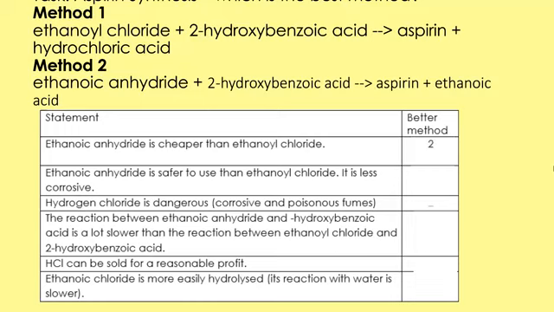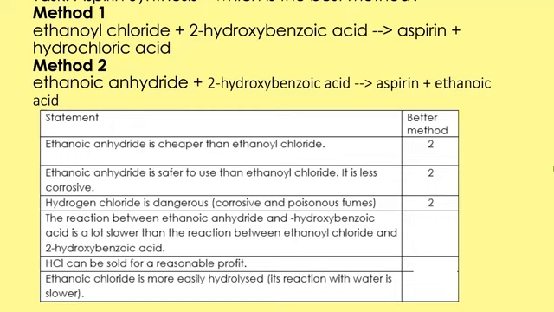Right, so hopefully we got that the better method for the first statement was 2, because ethanoic anhydride is cheaper. Then ethanoic anhydride is safer to use than ethanol chloride because it's less corrosive, so that would also indicate that 2 would be good. Hydrogen chloride is dangerous, it's corrosive and poisonous, gives poisonous fumes off. So hydrochloric acid is a byproduct in method 1, so that means method 2 is going to be better.